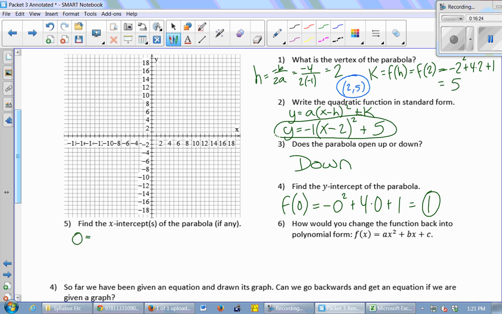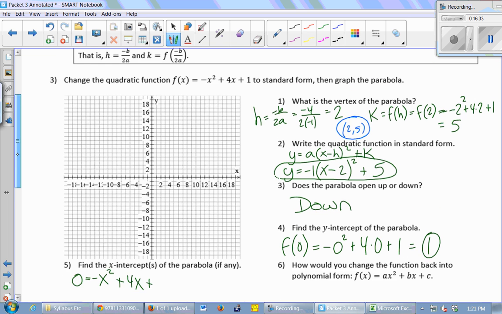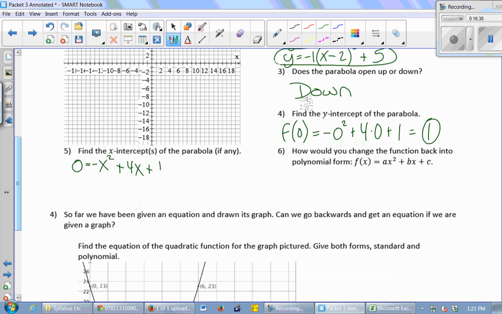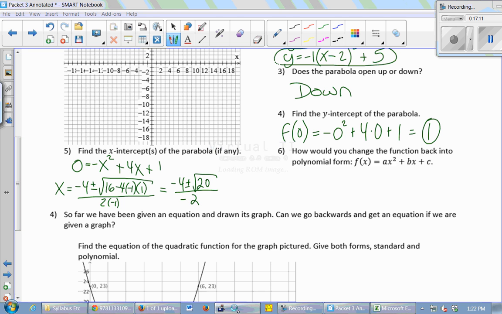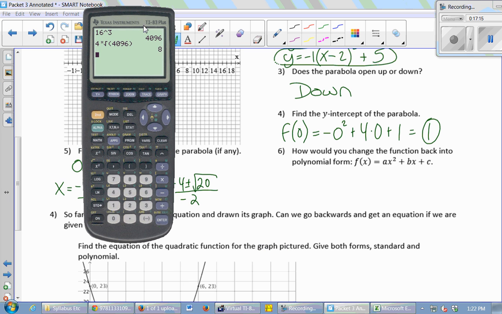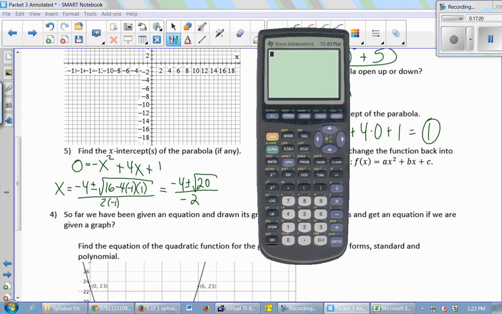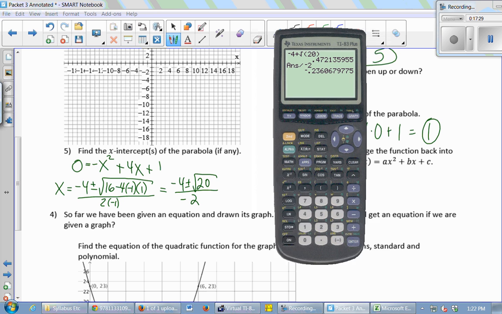So I'm going to have 0 equals, and I could use either formula I want, whichever one's easier. And that doesn't factor, I'll have to use the quadratic formula. So I get x equals negative b plus or minus the square root of b squared minus 4 times a times c all over 2a. That's 16 plus 4 is 20 over negative 2. So it doesn't come out that nice, but I can still get an estimate. Use my calculator. Okay, so I've got negative 4 plus square root of 20 divided by negative 2, and I get negative 0.24.